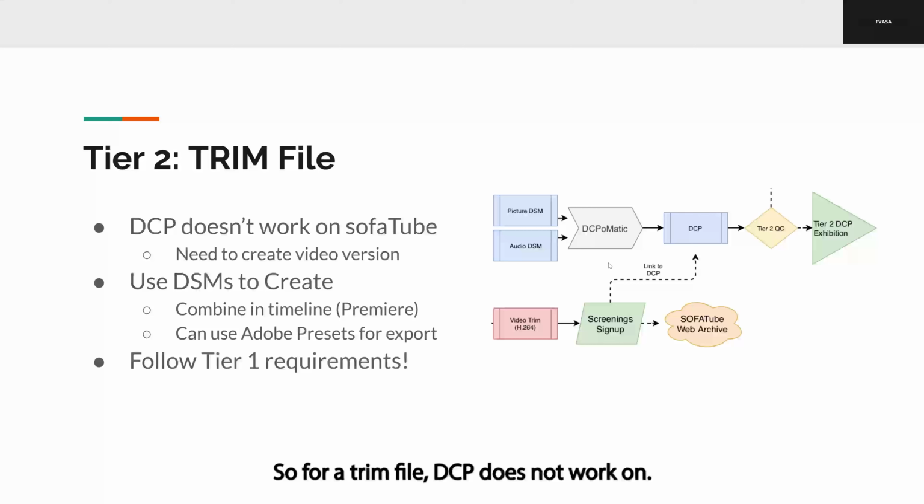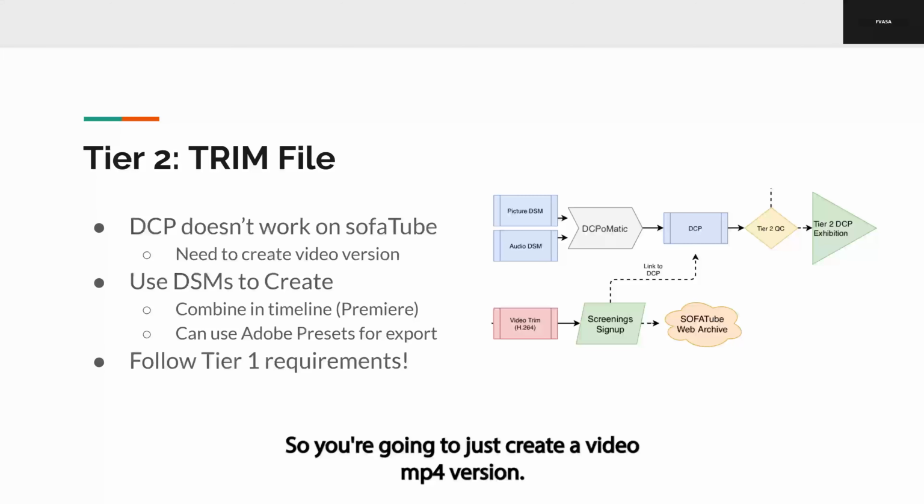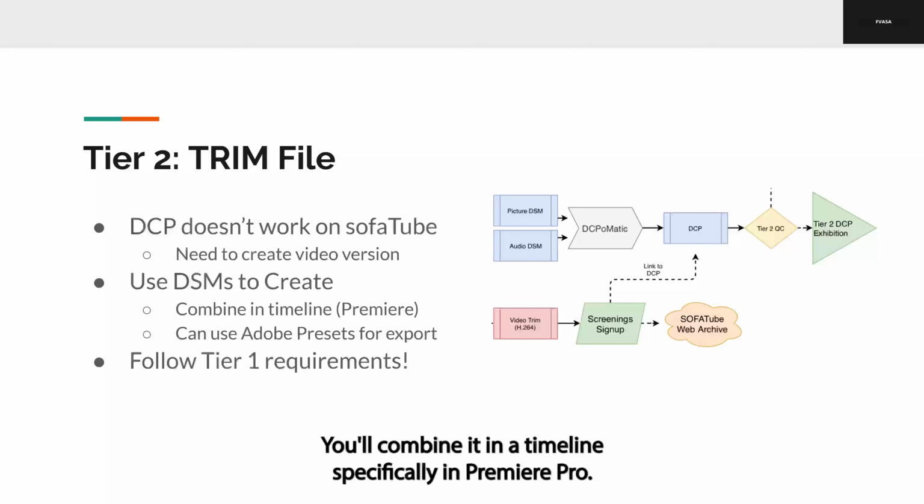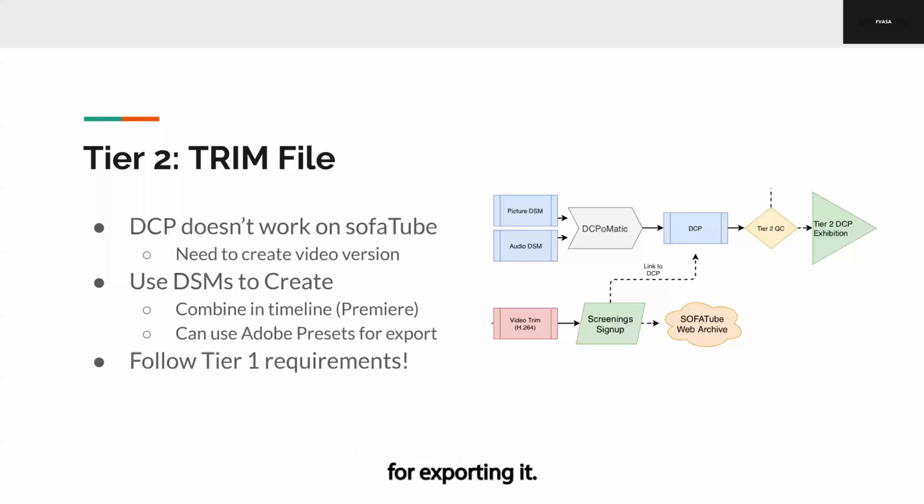So for a trim file, DCP does not work on SofaTube, so you're going to just create a video MP4 version. So you're going to use the DSMs to create that. You'll combine it in a timeline specifically in Premiere Pro, and then you'll just use the Tier 1 Adobe presets for exporting it.